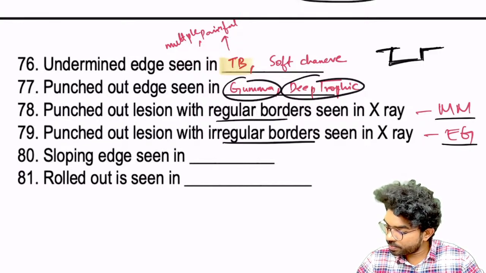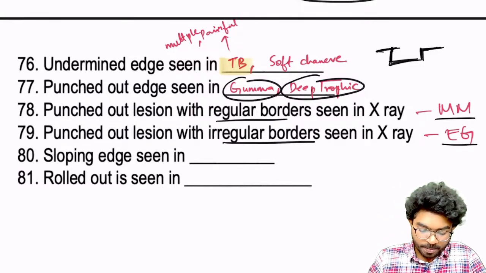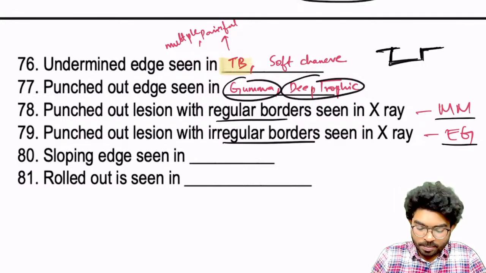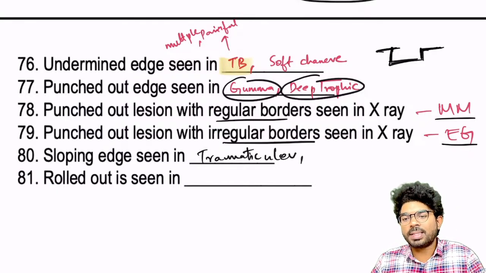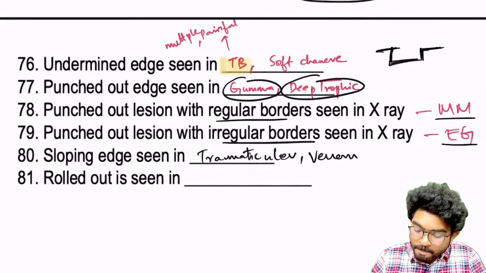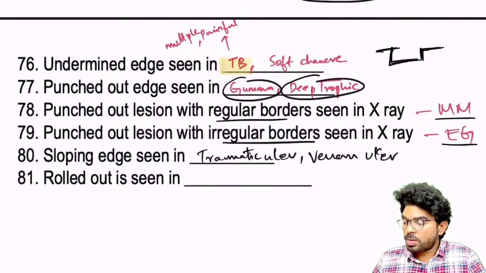Next one is sloping ulcer. Sloping ulcer we have already discussed. Basic ulcer, trauma. Traumatic ulcer comes under sloping ulcer. Apart from this, one more example I want you to add is venous ulcer. Venous ulcer is also a sloping ulcer.